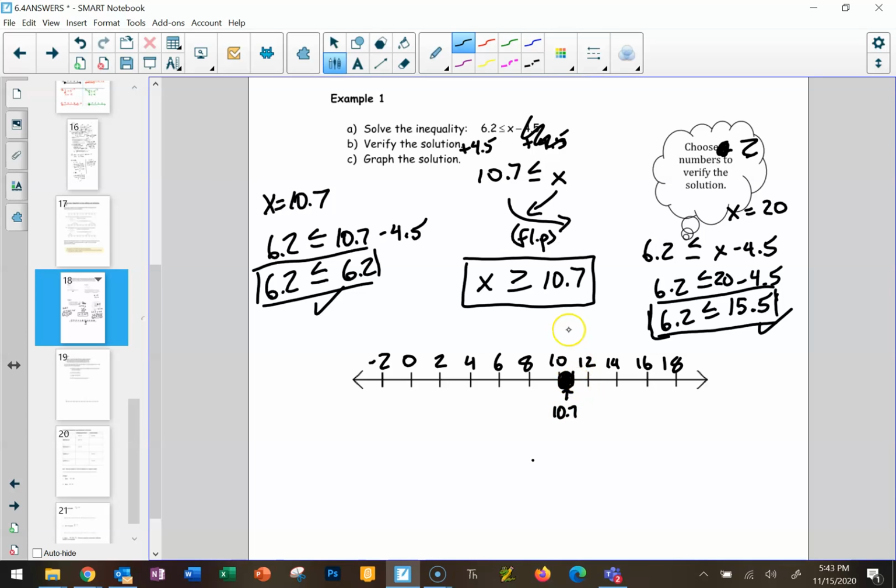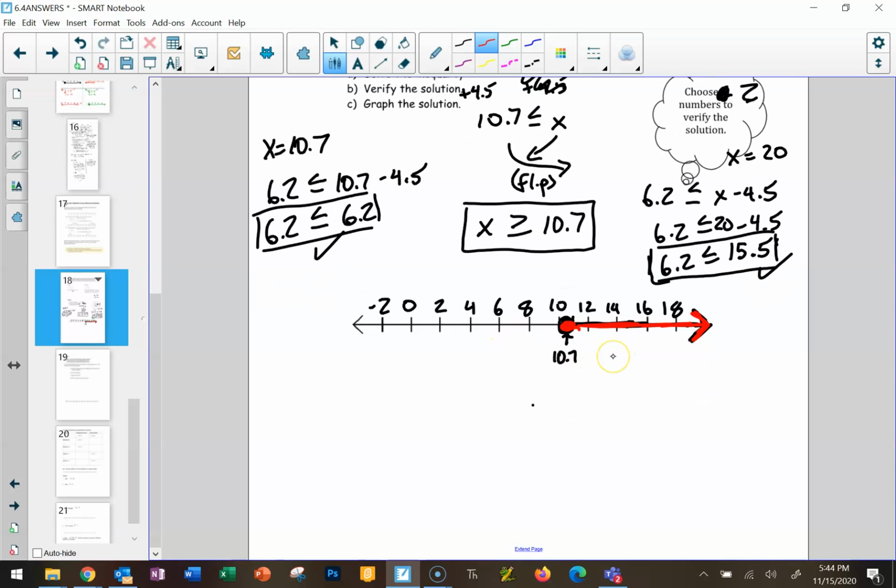And then because we assume it's continuous data, we're going to go all the way to the end and make sure that we've got our arrow. And I should have done it in red because you want to be sure that you can tell the difference between the original number line arrow and the arrow that you put on to show the inequality. So this includes 10.7, but it also includes the infinite amount of numbers that are greater than 10.7.